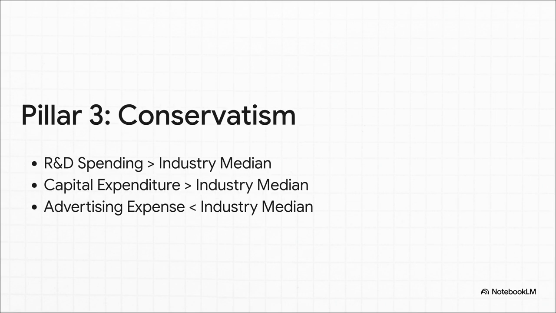And finally, we have pillar 3, what's called accounting conservatism. And this one is my favorite. It's actually fascinating. The score gives points to companies that spend more on things like R&D and new equipment, that's CapEx, than their peers. That makes sense, right? It shows they're investing in the future. But here's the twist. Look at that last one. It actually rewards lower advertising spending. And you might be thinking, wait, what? Well, think about it. Really high ad spending can just be a company trying to buy short-term sales. A truly great company with a fantastic product often doesn't need to shout that loud. The growth is more organic.